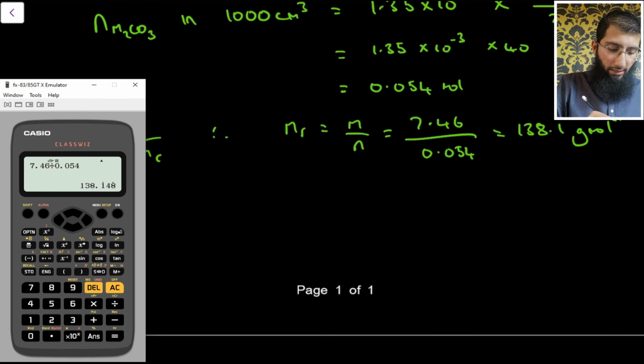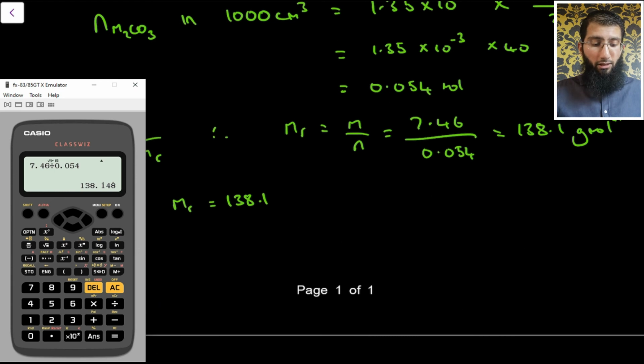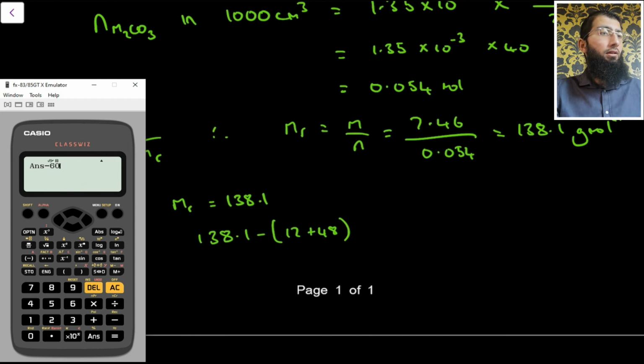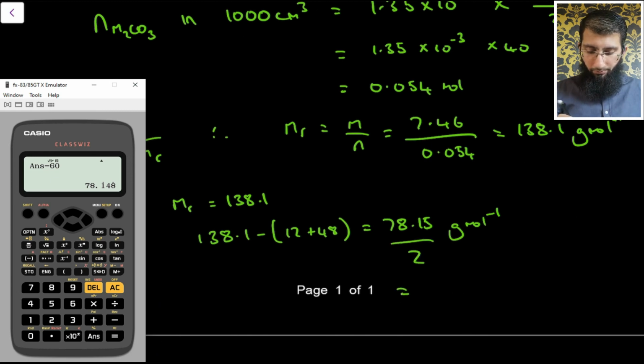To do this, if we know that M2CO3 has an Mr of 138.1 and we want to work out the relative atomic mass of M, let's remove the CO3. So let's do 138.1 minus, now the carbon is 12, we've got 3 oxygens, each oxygen has a relative atomic mass of 16, so that's 16, 32, 48, so that's 60. So 138.1 minus 60 gives us 78.15 grams per mole, the relative atomic mass, but that's of M2. So divided by 2, because we've got 2 M's in M2CO3, we've got 39.1 grams per mole. So we've identified the relative atomic mass of M.